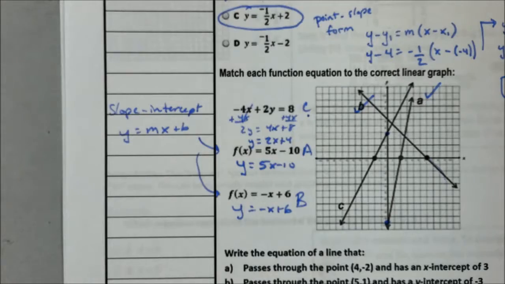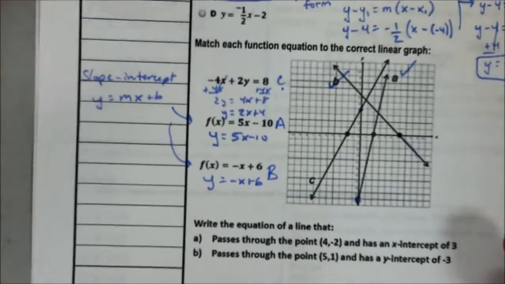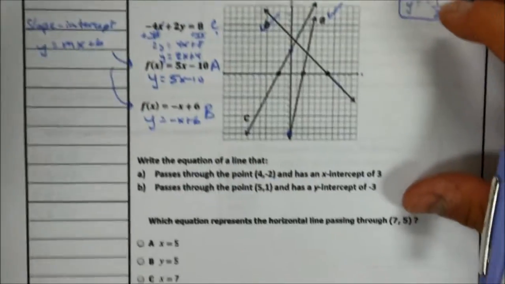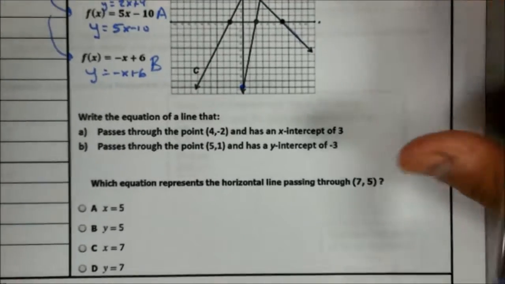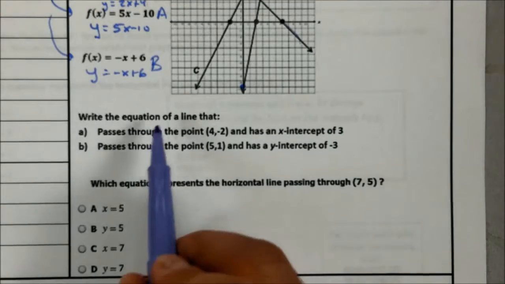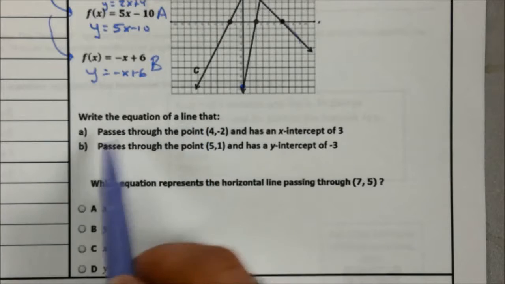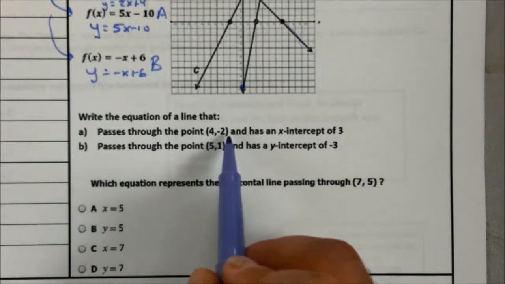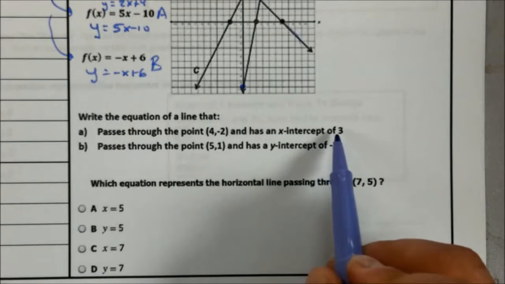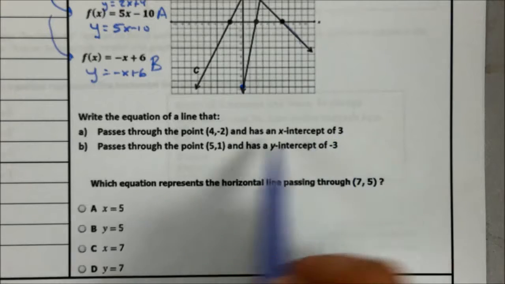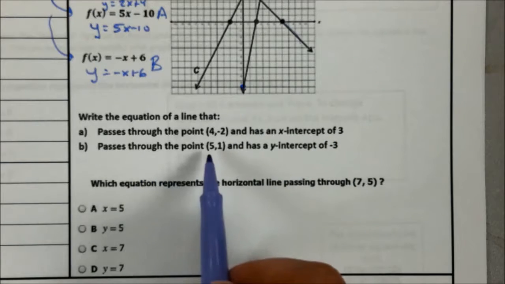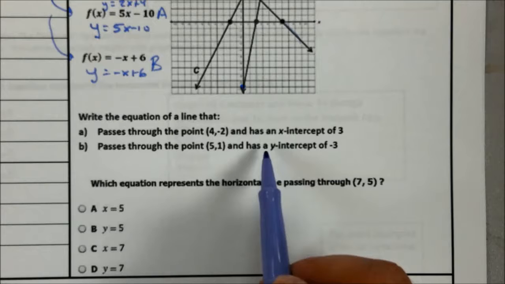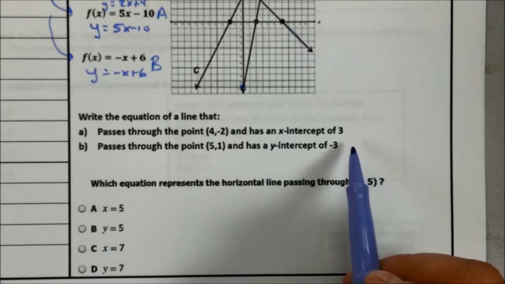Okay, so let's move down here. Write the equation of a line that passes through the point 4, negative 2, and has an x-intercept of 3. Passes through the point 5, 1, and has a y-intercept of negative 3.